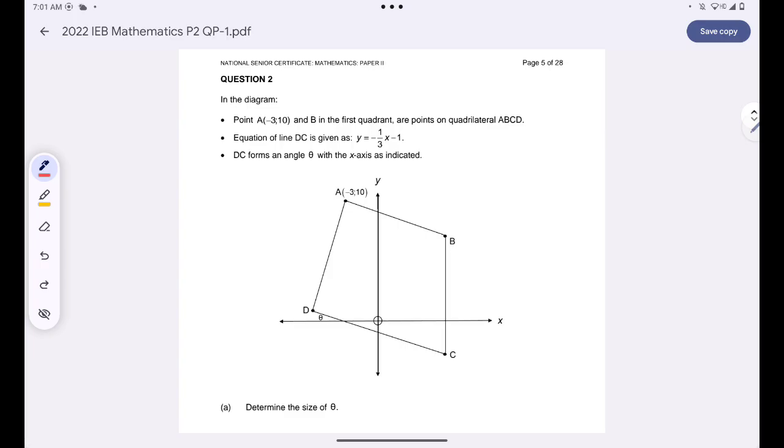In this video, this is the second video of me tackling the 2022 IEB Mathematics Paper 2. I do have the first video, and in the first video I covered question 1 and 3, which just deals with statistics. In the second video, I'm just going to cover analytical geometry. That's question 2 and question 9.